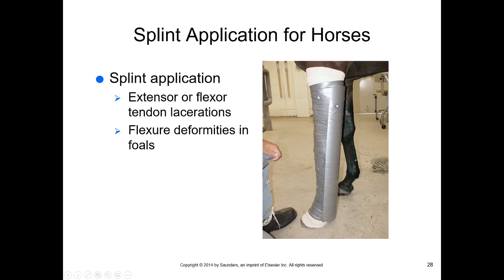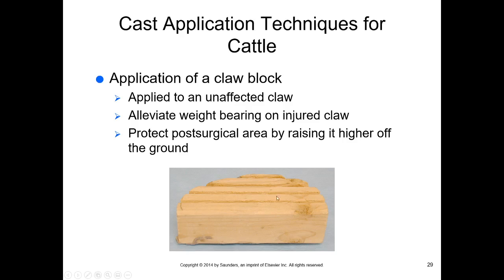Splint application. If we have to really stabilize the leg, we have to use something like a 2x4 or a PVC. If we have a tendon laceration or a flexure deformity, we use a lot of padding, and then this is duct tape. One of the most common things we'll do with cattle is to apply a claw block. A claw block is like a high heel. It takes the other claw off the dirty floor. Basically, we're applying it to the unaffected claw or the healthy claw, and it keeps them from weight bearing on that injured claw.